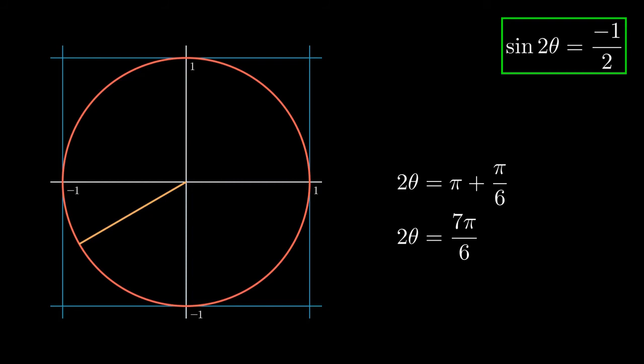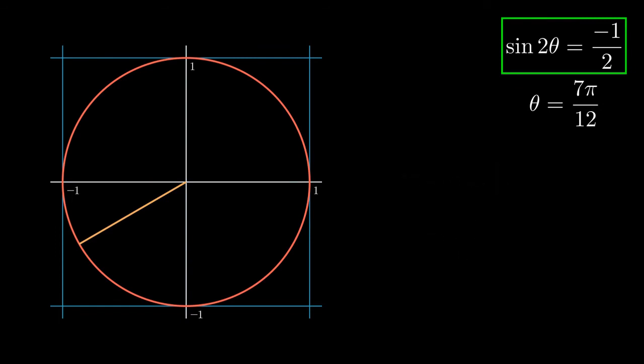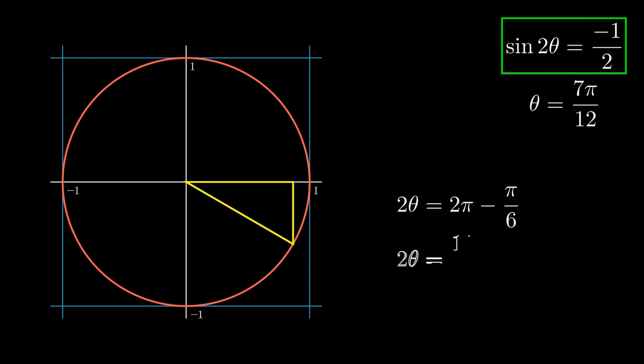The fourth quadrant triangle is a similar triangle, so I'm not going to pull it out. I'm just going to show how we get there. We're counting from 0 to there. The easiest way to think about that is that it's 2 pi, so it's pi over 6 short of a full circle. In other words, 2 pi minus pi over 6. That will give us 2 theta, and then for theta we divide by 2, we get 11 pi over 12. And that's all.